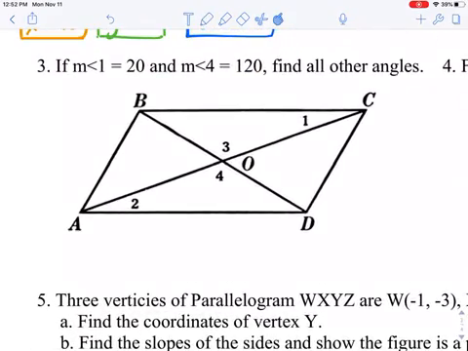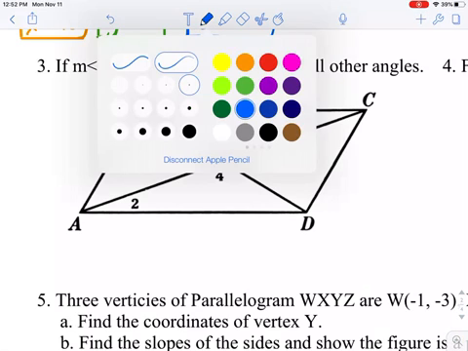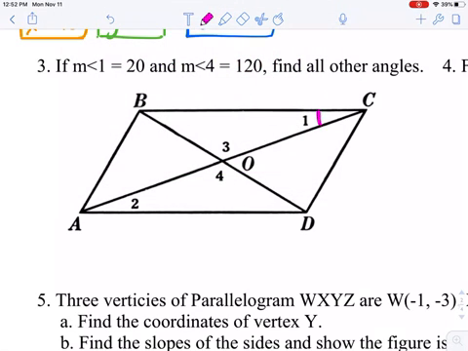Let's move on to question 3. Question 3 says, if the measure of angle 1, that's right here, is 20 degrees, and the measure of angle 4 is 120 degrees, find all other angles. Well, first and foremost, I can tell that 3 and 4 are vertical angles, so 3 is also 120 degrees.